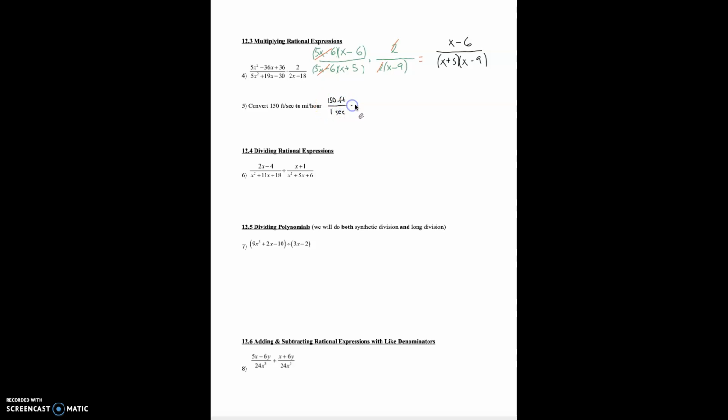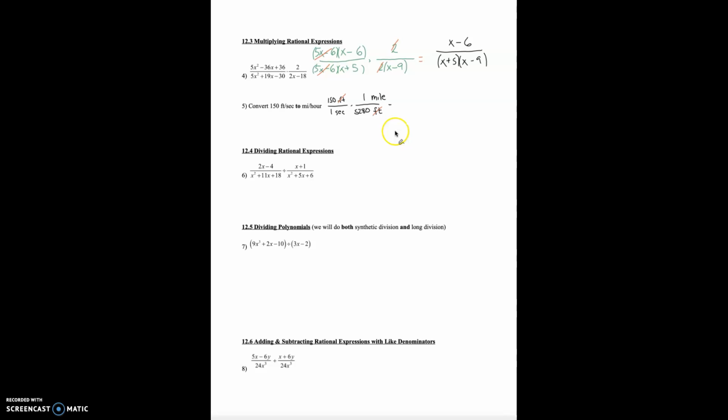I'm going to change my feet first into miles. So I want my feet label to be in the denominator so that the feet cancel out. So miles will be in the numerator. And I know that 1 mile is 5,280 feet. If you don't know that, you could look that up. So now my feet are canceled out and I have miles per second.